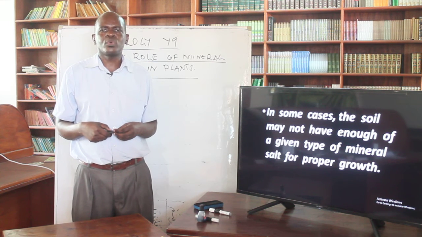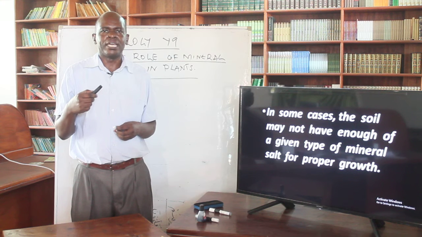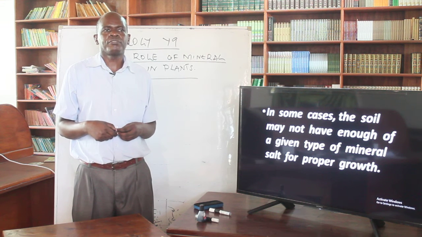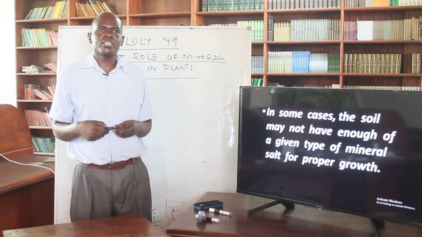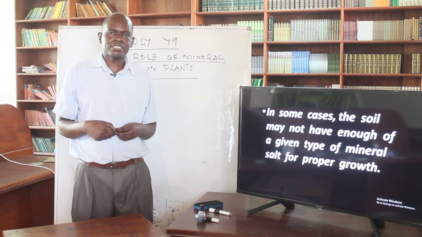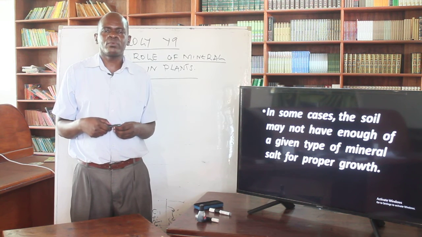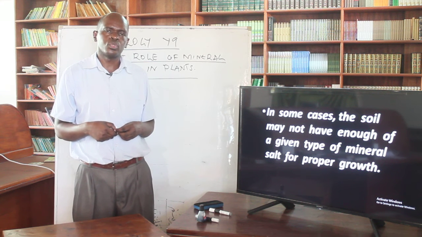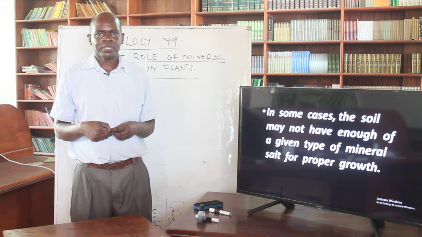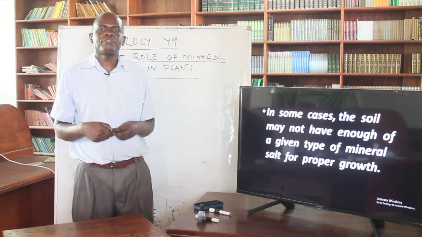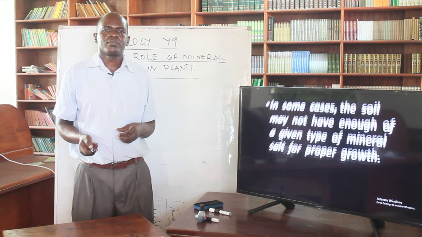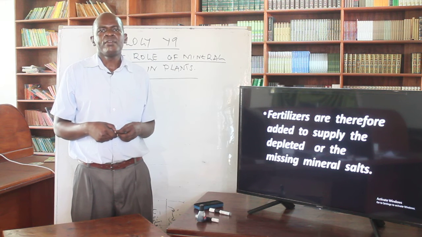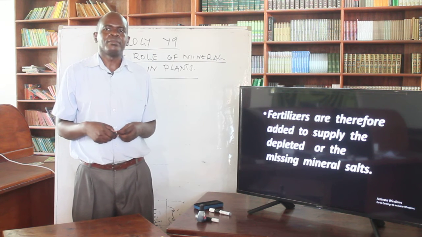So in such cases, when we have a limited amount of a particular type of mineral salt, or if we continuously use a specified piece of land, then we shall be able to run short of the mineral components, and that will lead to improper growth. Then, what will happen if this happens? If the plant does not get enough of the mineral components, the fertilizers must now come in.